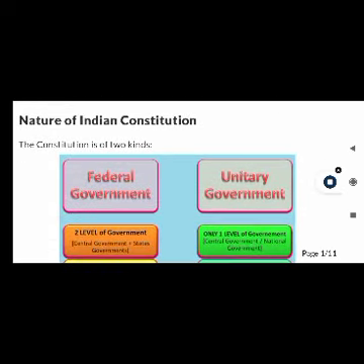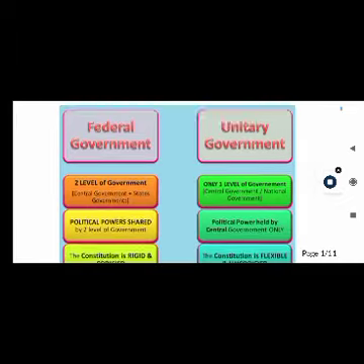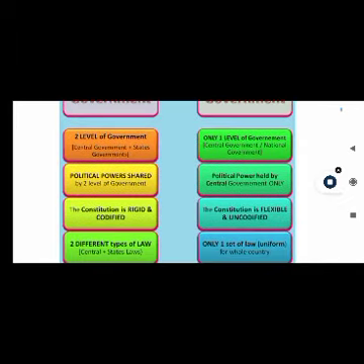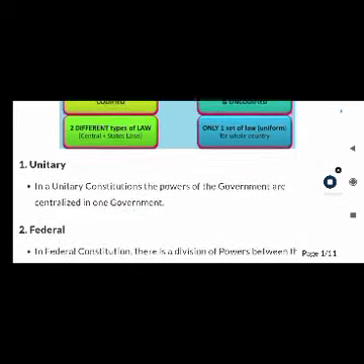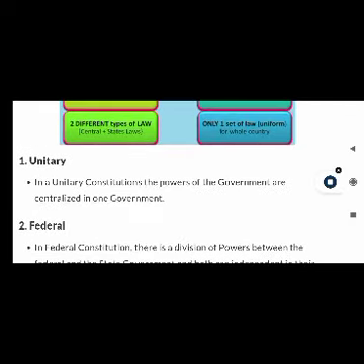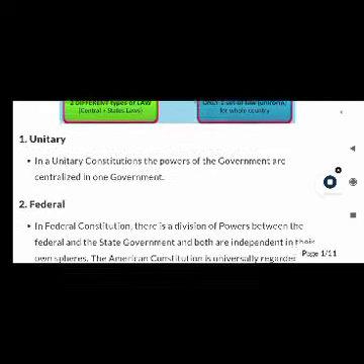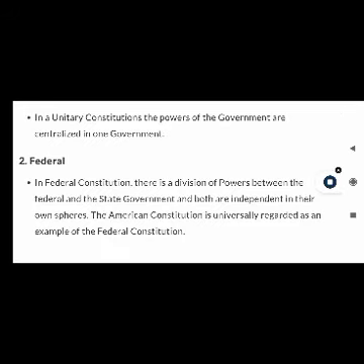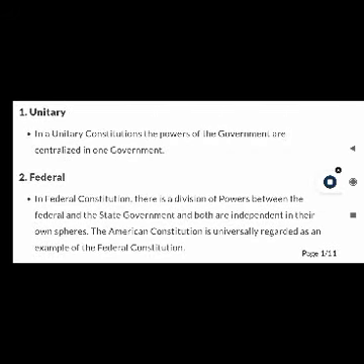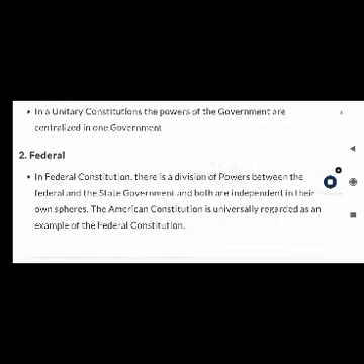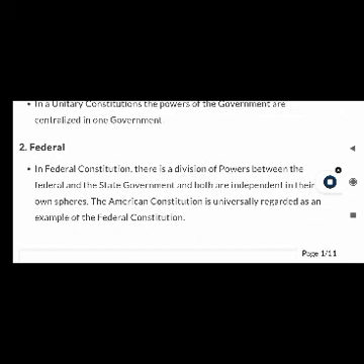Nature of Indian Constitution. The Constitution is of two kinds. 1. Unitary. In a unitary constitution, the powers of the government are centralized in one government. 2. Federal. In a federal constitution, there is a division of powers between the federal and the state government, and both are independent in their own spheres. The American Constitution is universally regarded as an example of the federal constitution.